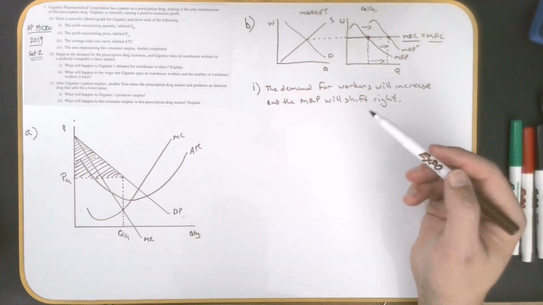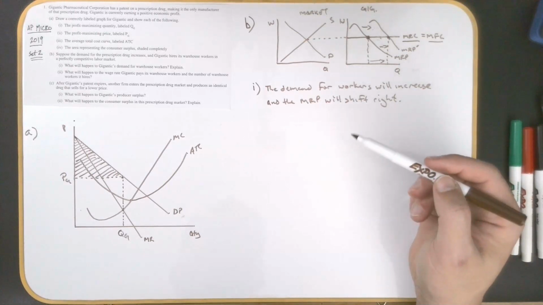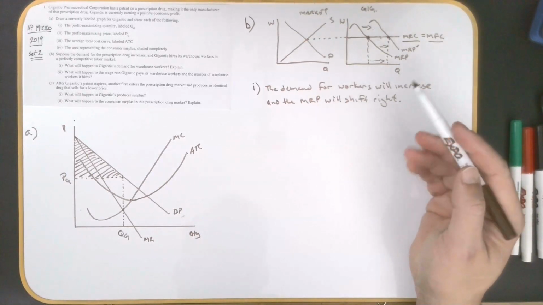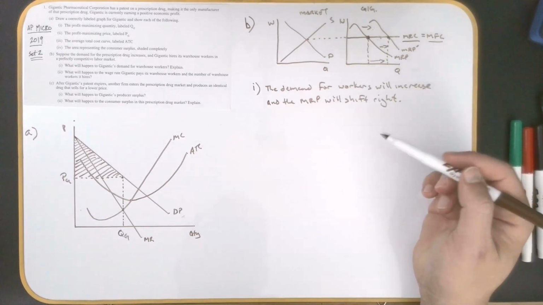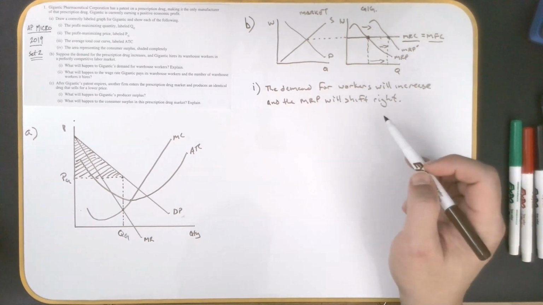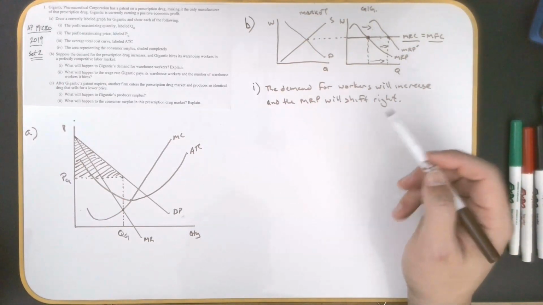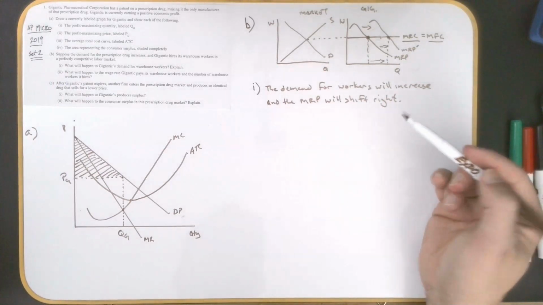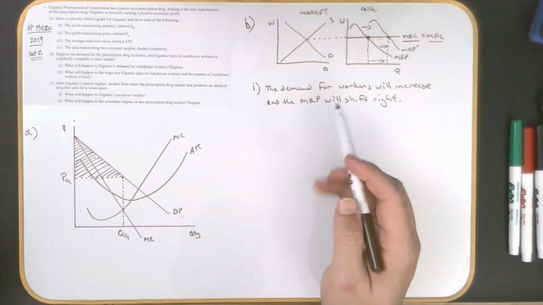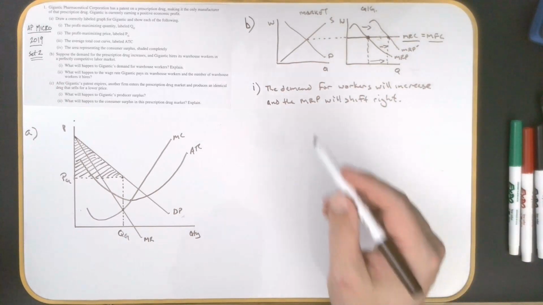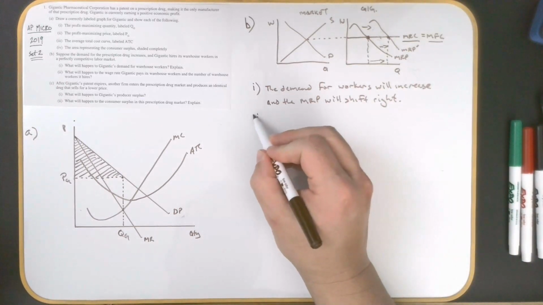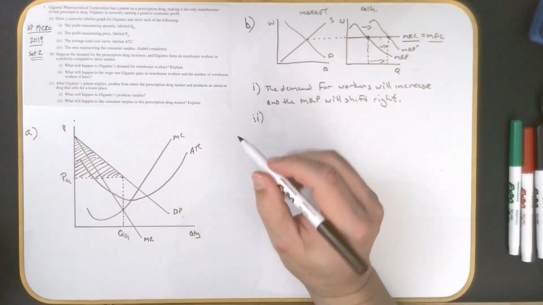This one's a little bit weird to explain. They actually just told us the demand for prescription drug increases. Gigantic hires more workers. They're kind of giving it away in the actual statement. So some students were a little confused, like, well, I'm supposed to explain what they just told me? It says they hire people. So what happens to the demand for warehouse workers? It increases, shifts right. Okay? Not the best question. Part 2, though, is a really good question.